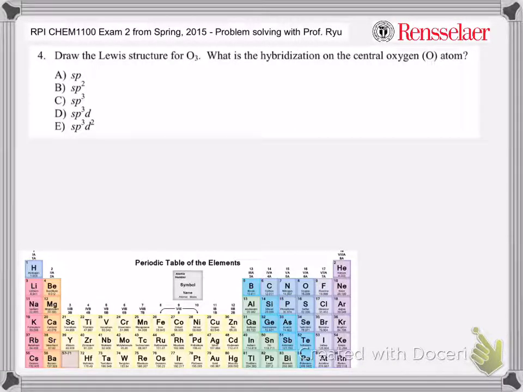Draw the Lewis structure for O3, which is also known as ozone. These are the oxygens. These three oxygens are bonded together, and in order for them to form a molecule, at least, there should be a single bond between them. And this is something that we need to further develop to understand the Lewis structures.